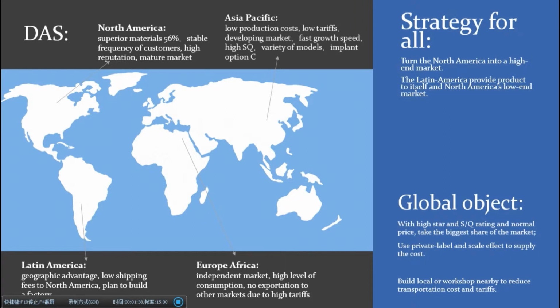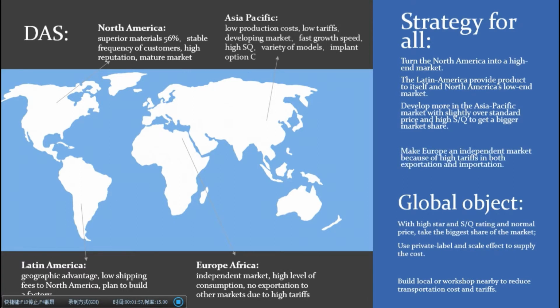First, we turn North America into a high-end market. Then is Latin America. We will provide product to itself and North America's low-end market. Then develop more in the Asia-Pacific market with a slightly over-standard price and high SKU to get a bigger market share. Finally, make Europe an independent market because of high tariffs in both exportation and importation. This is all for part 1.